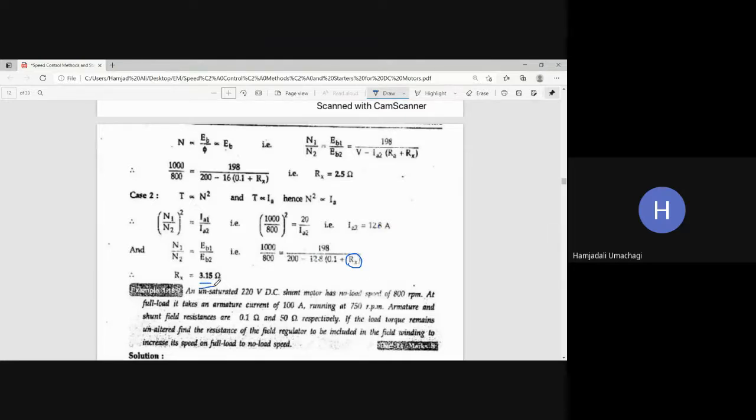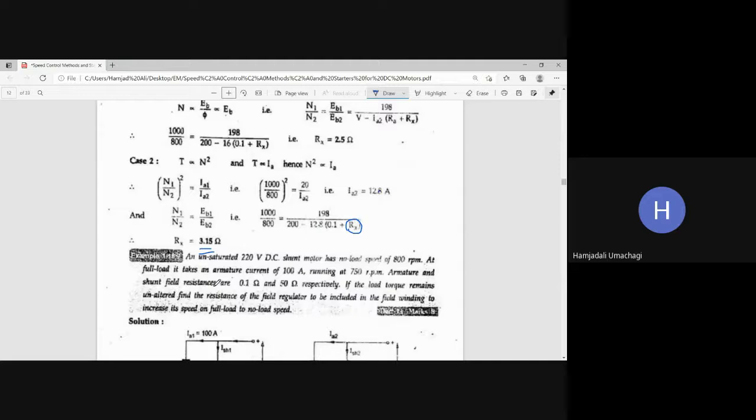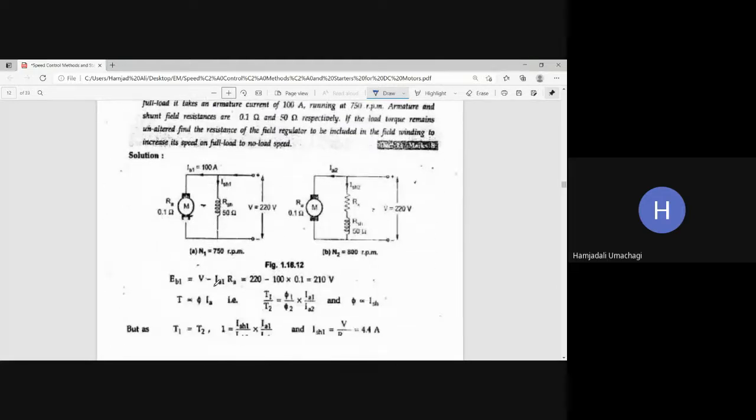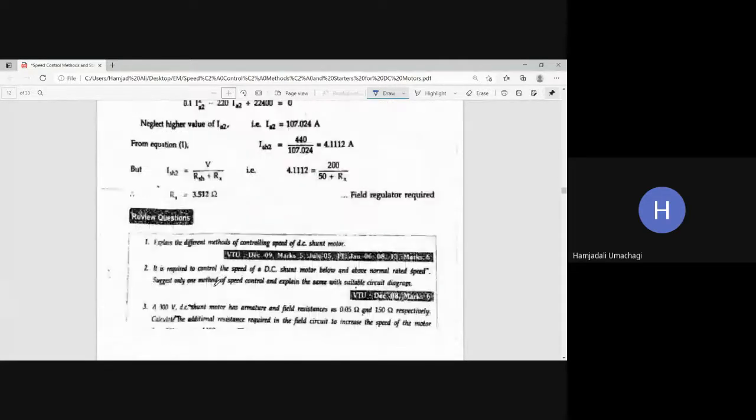Is it clear? Yes, sir. All these are important problems from your VTU exam point of view. Now similarly, we'll see the problems related to DC series motor.